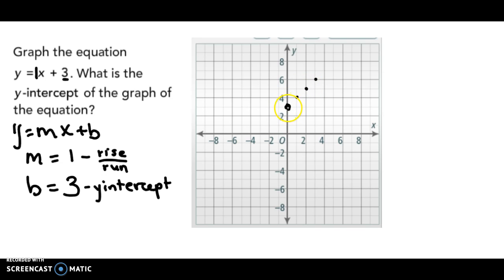From our y-intercept, we're also going to go the opposite direction. So we're going to go down 1 over 1, so that we can form our graph. Your graph will look just like this. Hopefully your lines are straighter than mine.